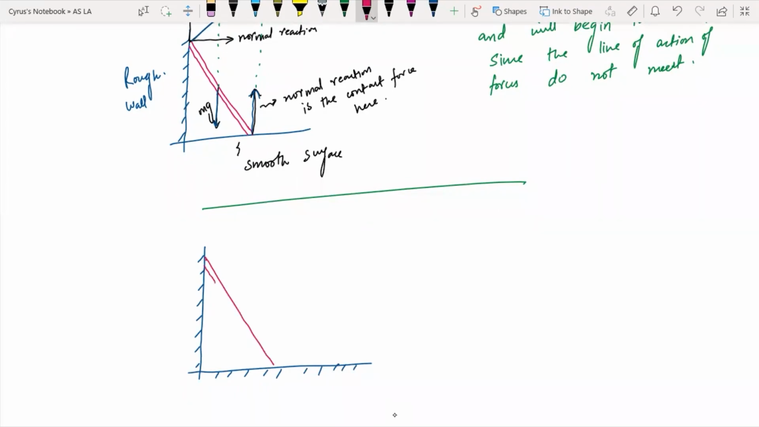यहां पे आपके पास एक ladder है like this, this is rough wall, rough surface. This is also a rough surface. We have here the weight which is acting here. ये आपका यहाँ पे लैडर का वेट है.